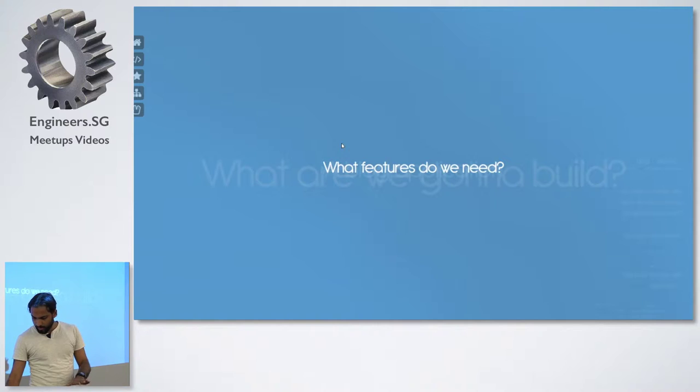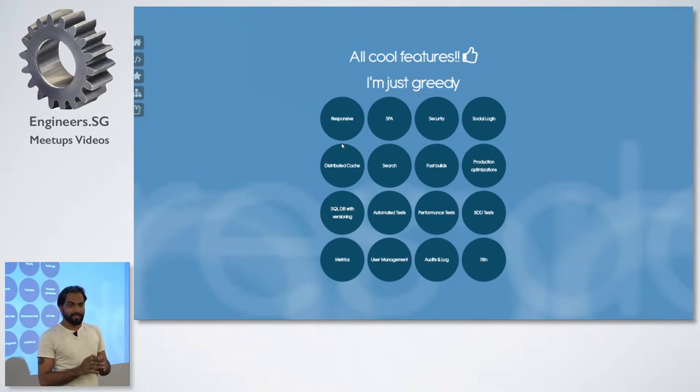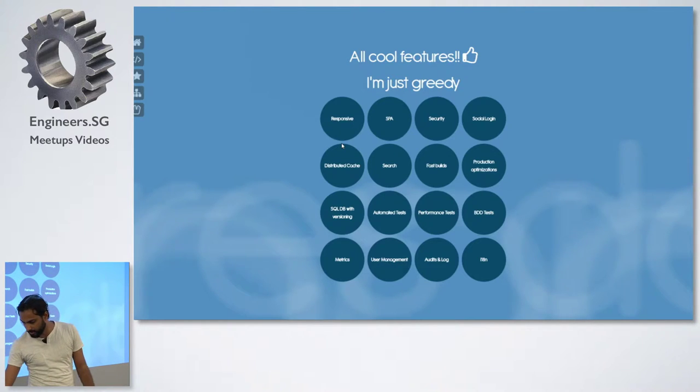So if you have to deploy that blog into a production environment and open it up to the world, what are the features that you would need? Today, since responsive web applications are the hip thing, and since you don't want to maintain different code bases for your mobile and desktop, you would definitely want it to be responsive. Single page applications are all the rage currently, so you would want that as well. Security, of course, you would want security. And to be more hip, you might want social login so that you can use your Facebook or Google accounts to log in instead of having to maintain user accounts.